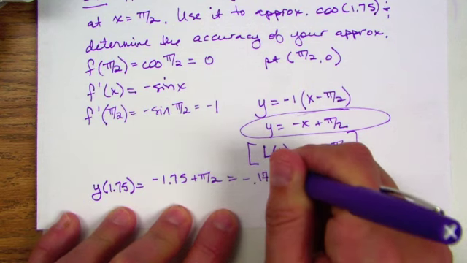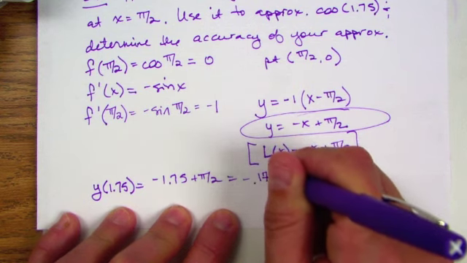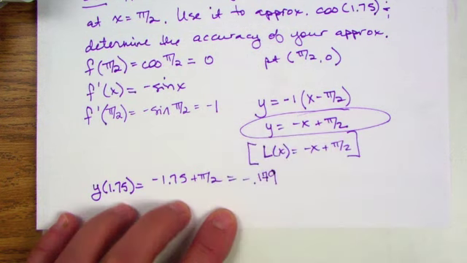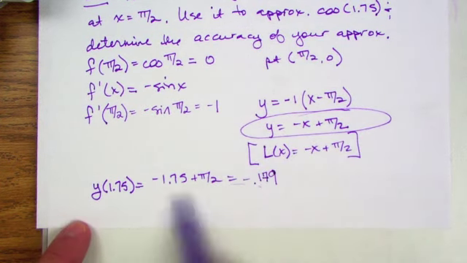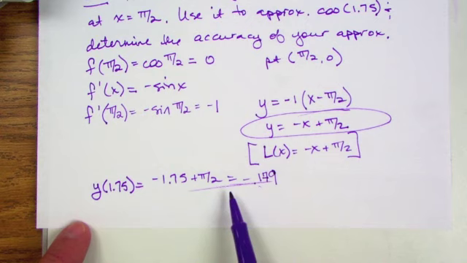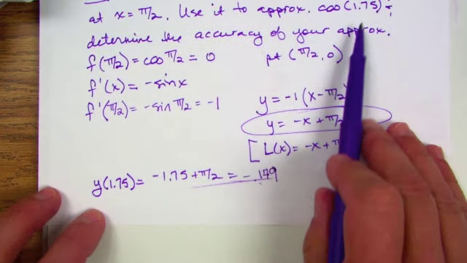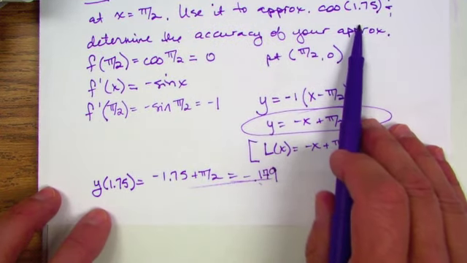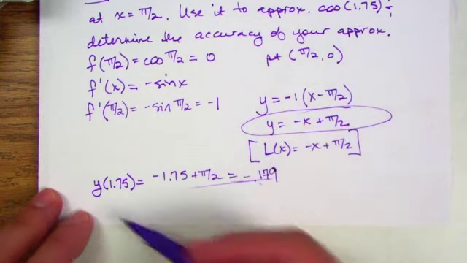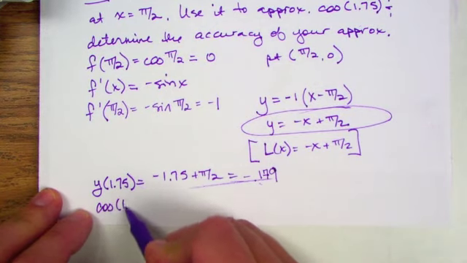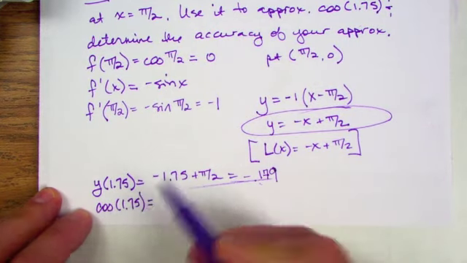Negative 0.179? Yeah. Okay, so this is my tangent line approximation, right? Of cosine of 1.75. You have your calculator out. Find cosine of 1.75 for me.